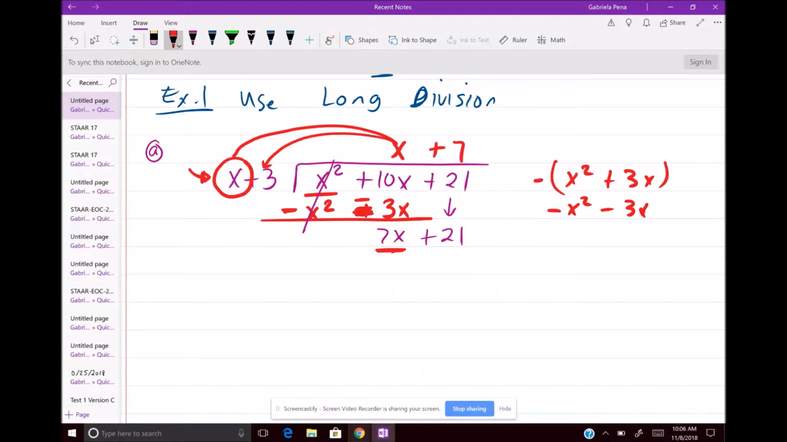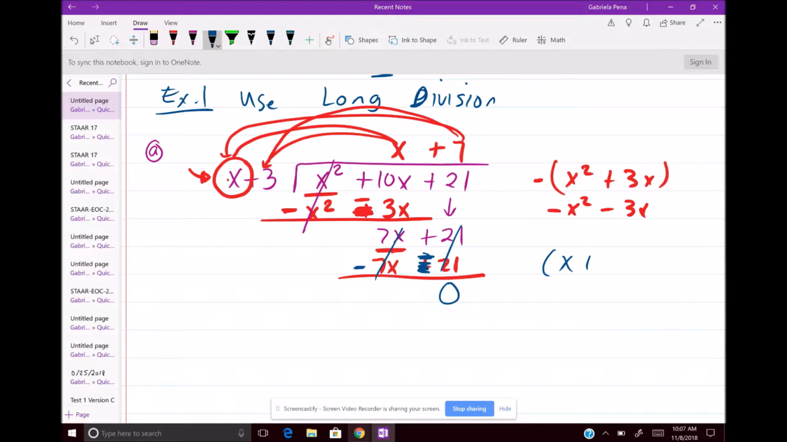So I have to multiply x times 7, which is 7x, 7 times a positive 3, which is a positive 21. But because I have to add the minus in the front, this becomes a minus, and this now becomes a what? Minus also. So this crosses out, this crosses out. My remainder is 0. So what is my answer? X plus 7 would be your final answer.